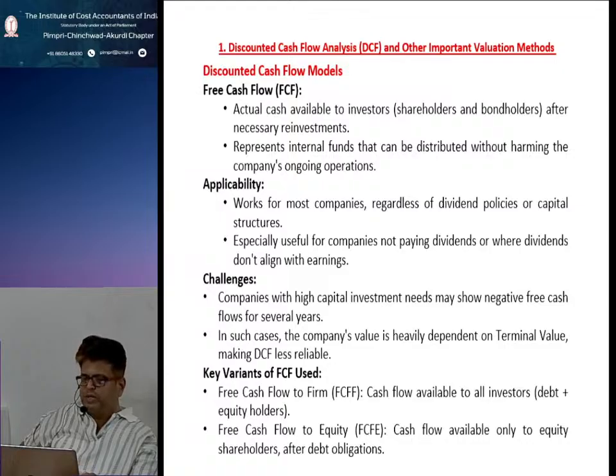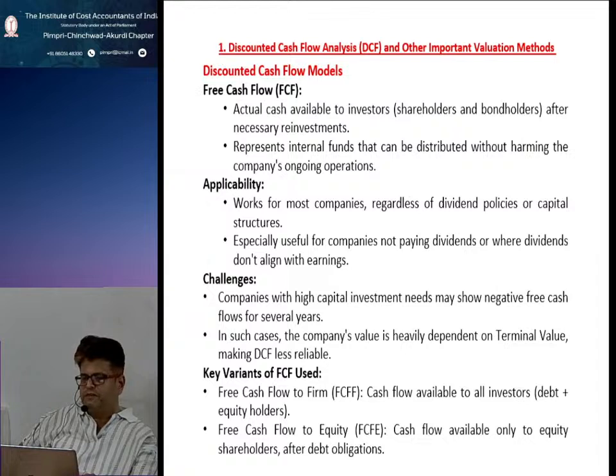Then we came to discounted cash flow models, wherein free cash flow concept was discussed: actual cash available to investors, shareholders and bondholders after necessary reinvestments, representing internal funds that can be distributed without harming the company's going operations. Applicability: works for most companies regardless of dividend policies or capital structures, especially useful for companies not paying dividends or where dividends don't align with the earnings. Challenges are there. Companies with high capital investment needs show negative free cash flows for several years. In such cases, the company's value is heavily dependent on terminal value, making DCF less reliable.